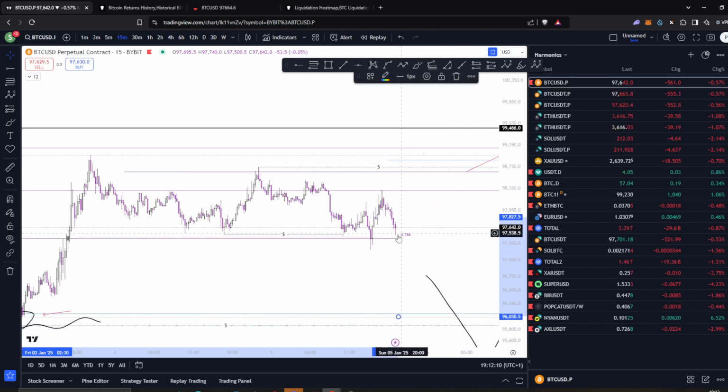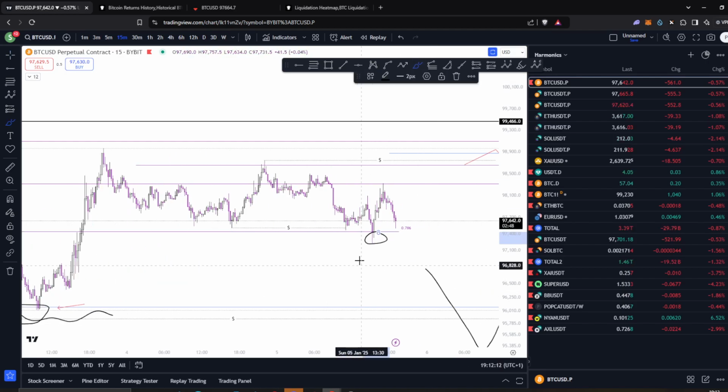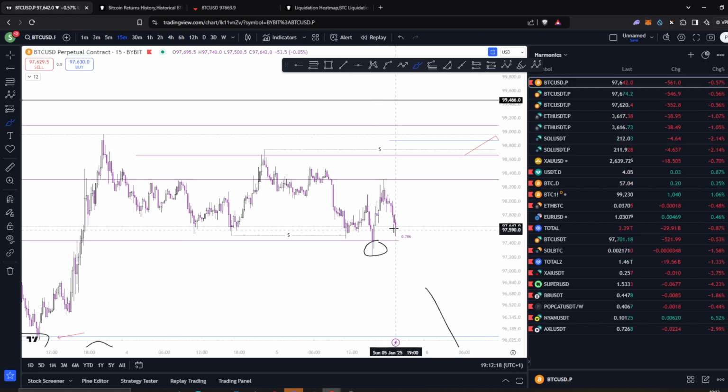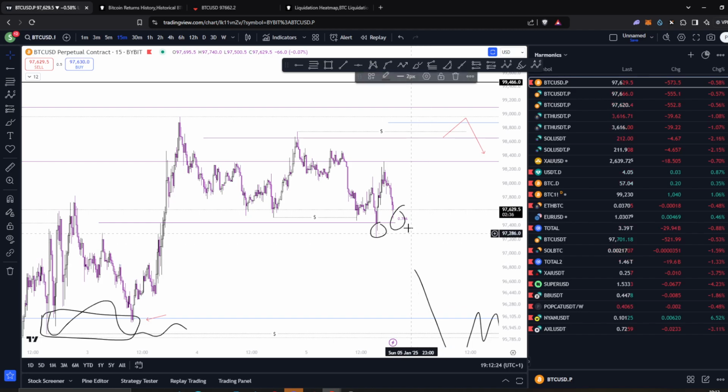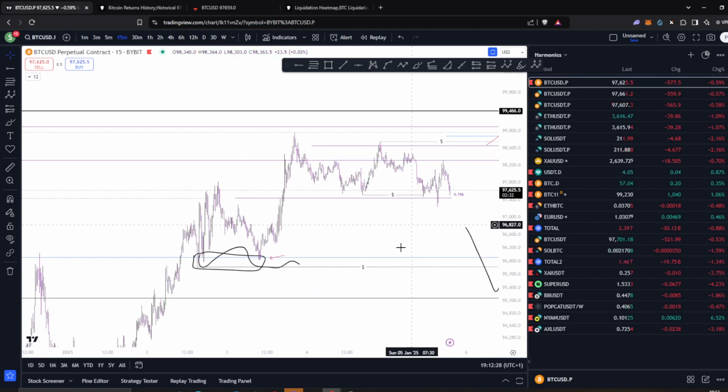We did tap the 786. I was looking for this to hold today, so we did wick below it, but we basically come right back up. So this is also where if you come back down to it again, you're less likely to hold it and you're gonna break down. Yeah, so that's the local structure for Bitcoin.